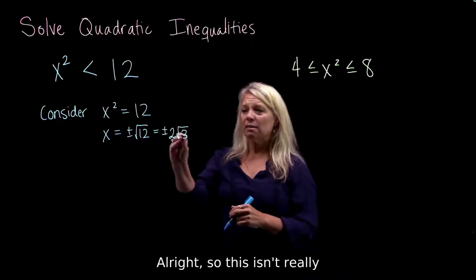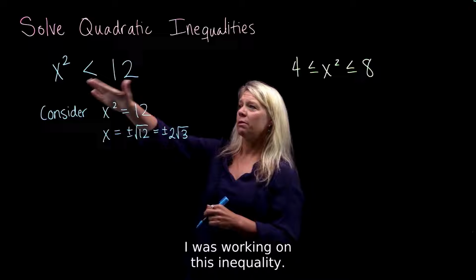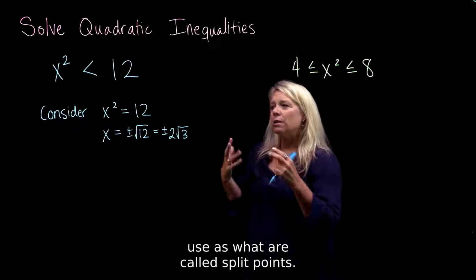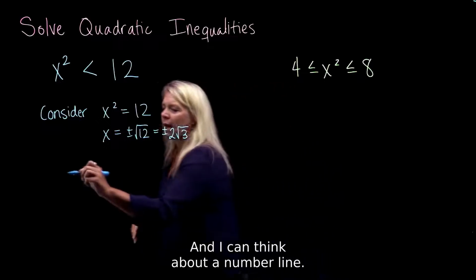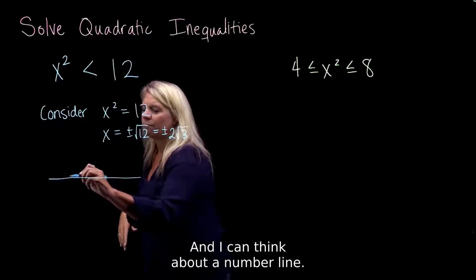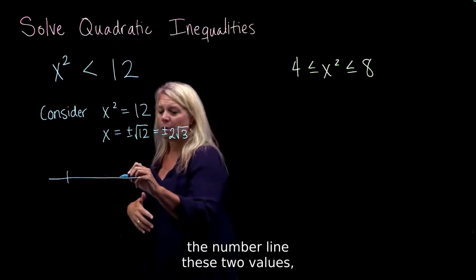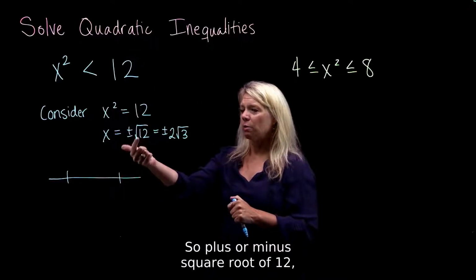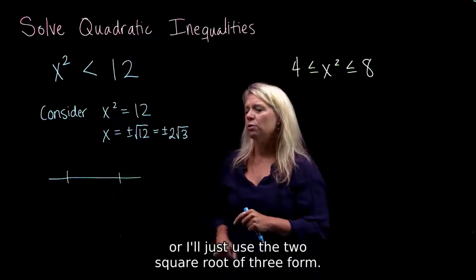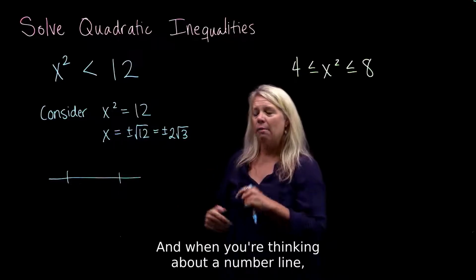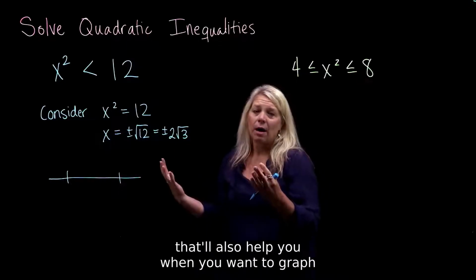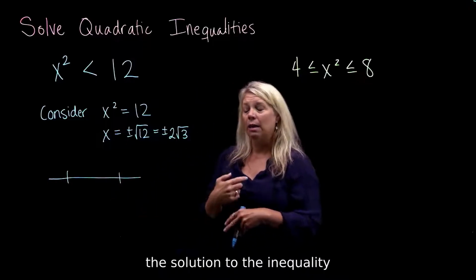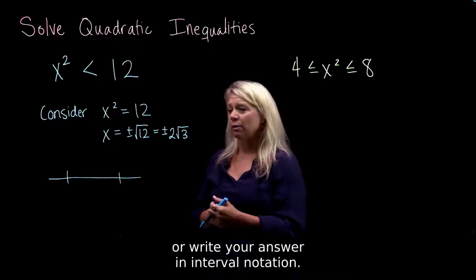All right, so this isn't really the problem I was working on, though. I was working on this inequality. But these values I can use as what are called split points, and I can think about a number line. And so I'm just going to put on the number line these two values that would be the split points. So plus or minus square root of 12, or I'll just use the 2 square root of 3 form. And when you're thinking about a number line, that'll also help you when you want to graph the solution to the inequality or write your answer in interval notation.